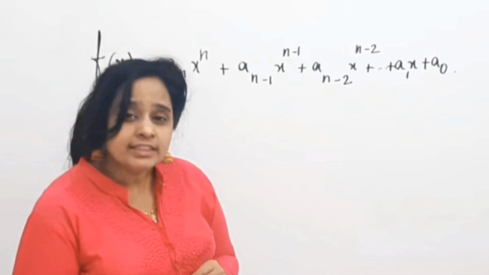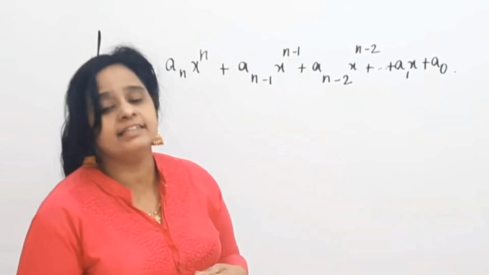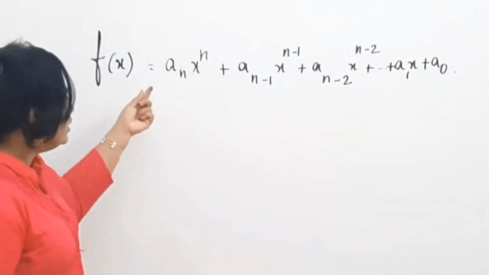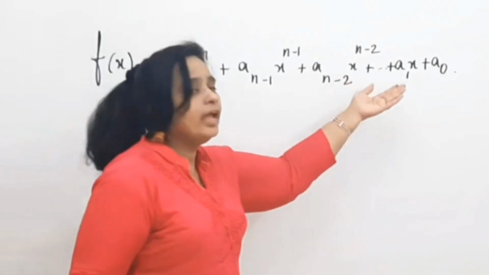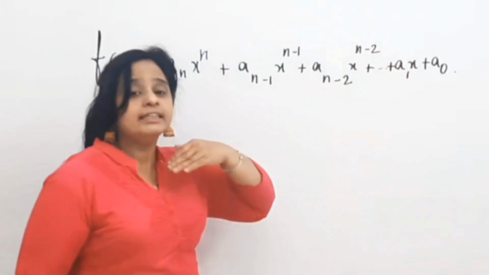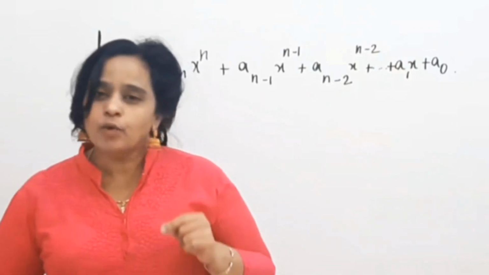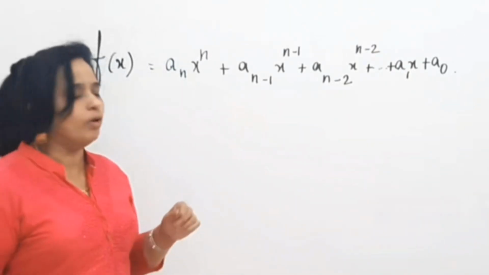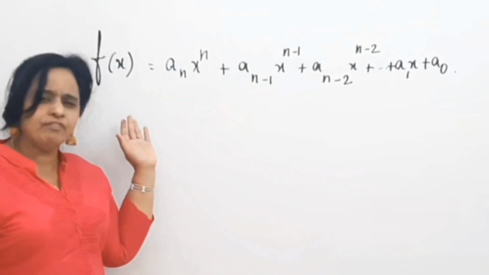Now, what is x? x is any variable and n is any positive integer. What about these an minus 1, an minus 2, a1 and a0? These are all any real numbers. Now, we are going to study this concept of polynomial deeper. We can write it as p of x or f of x.